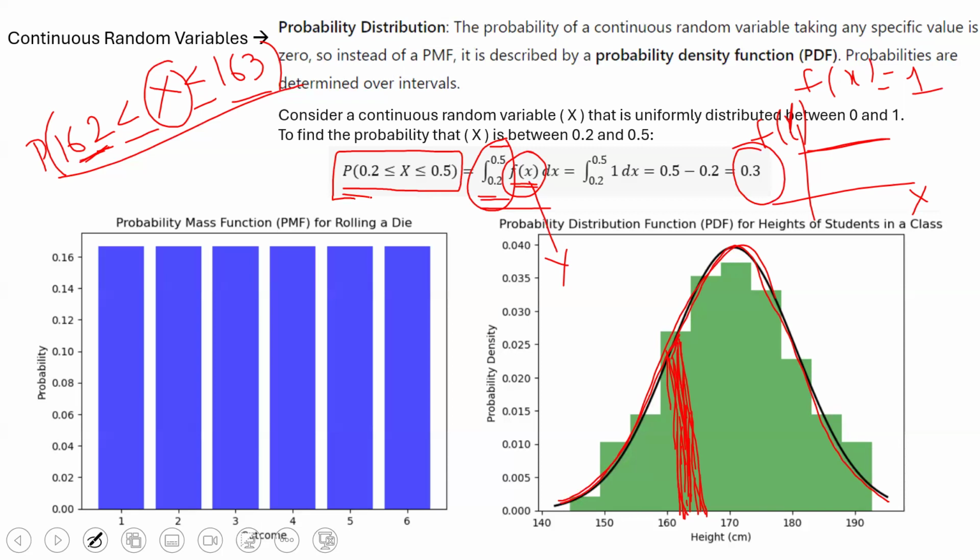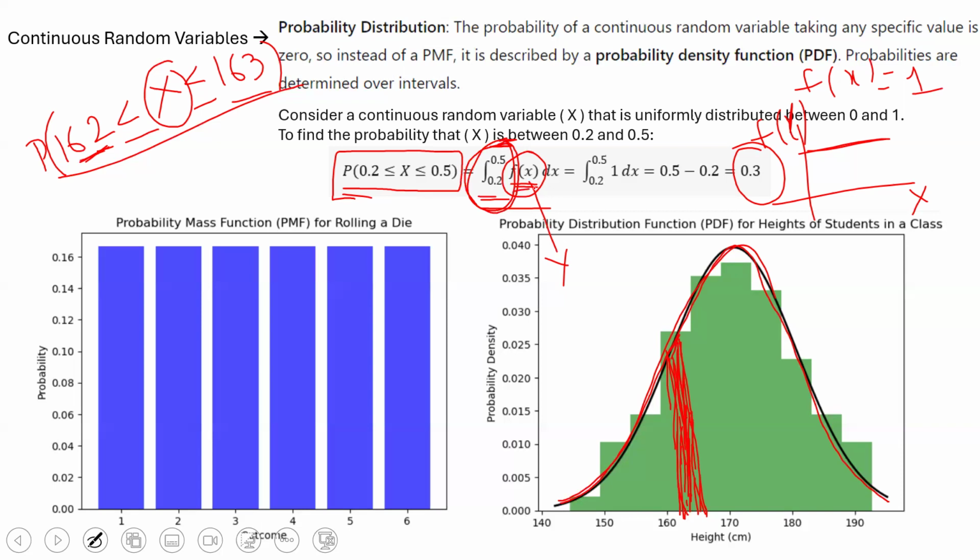Or you want me to repeat this again? So you have to understand integration will always give us the area under the function. Whenever you do an integration, it always gives you the value under that particular curve.